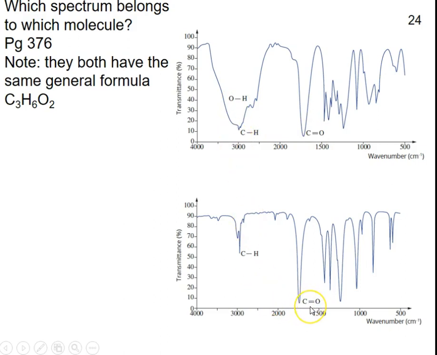This one here, we have a carbonyl, but we don't seem to have any other oxygen. So we could have 2 carbonyls, or we could have a carbon single bonded to an oxygen, which would be this peak here. You don't have to identify that.